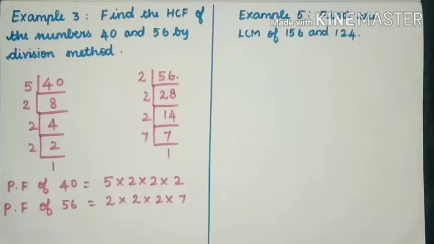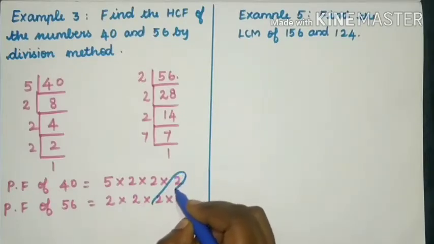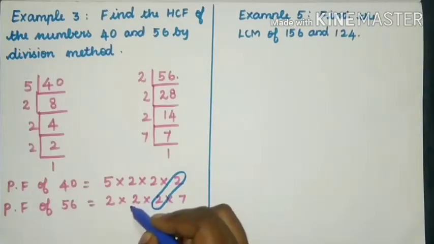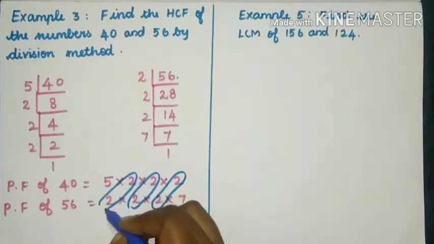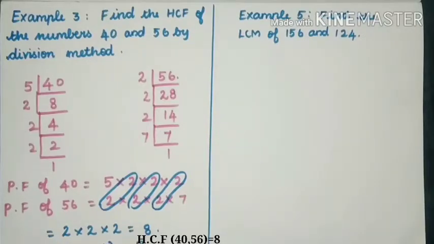Then what we have to find? Yes, we have to find the common factors of 40 and 56. See, here 2 is a common factor of 40 and 56. Again 2, then 2. And then we have to find the product of the common factors of 40 and 56. 2 into 2 into 2. 2 twos are 4, 4 twos are 8. Therefore, HCF of 40 and 56 is equal to 8.